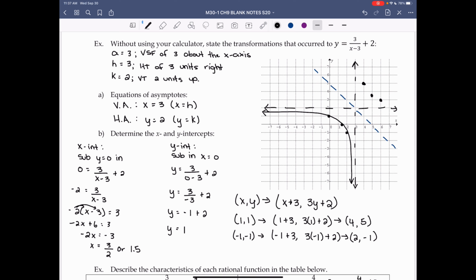Then we can draw the curve that's in the top right. So we get close to the vertical asymptote, we come down and go through these points, and then we get close to the horizontal asymptote.